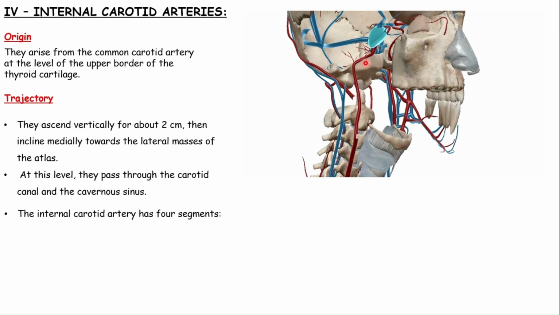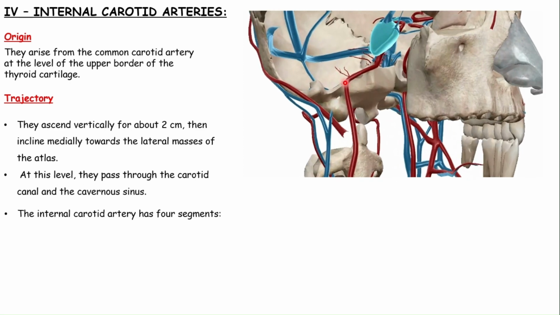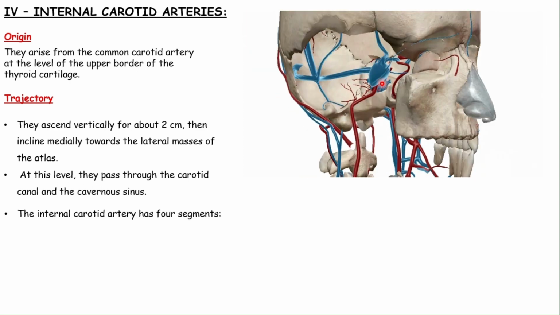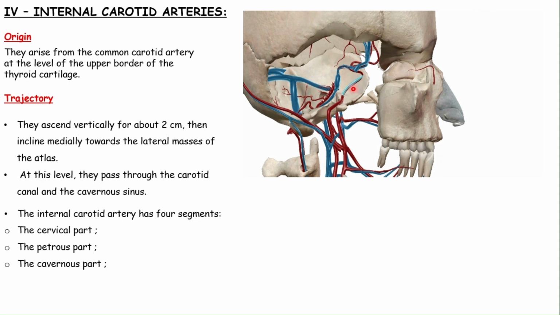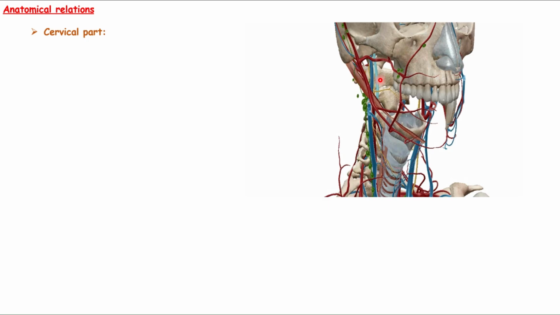The internal carotid artery has 4 segments: the cervical part, the petrous part, the cavernous part, and the cerebral part. Let's explore the anatomical relations of the internal carotid arteries on each of their parts. Starting with the cervical part.